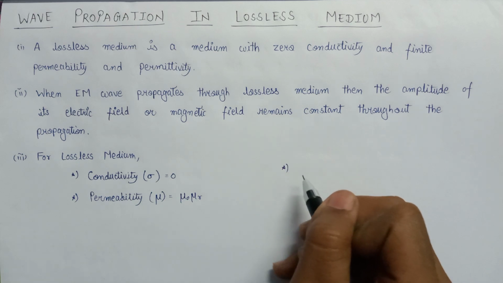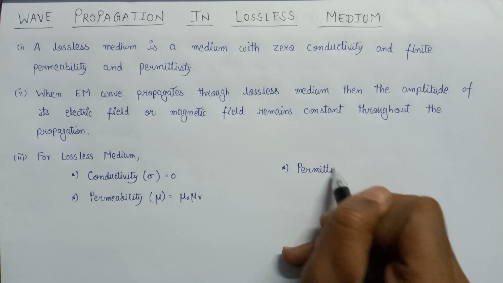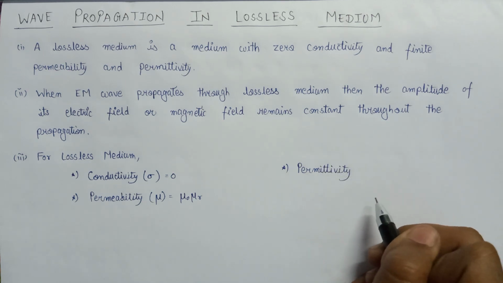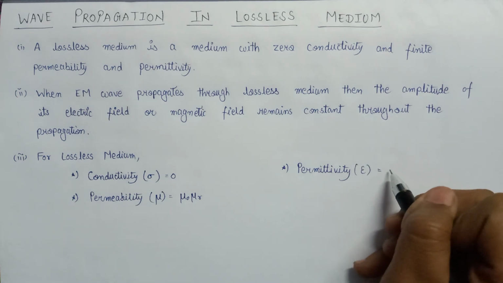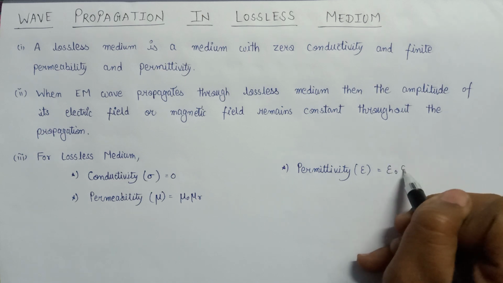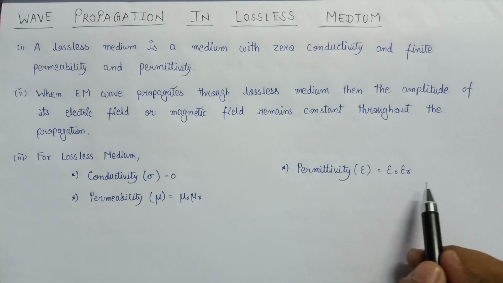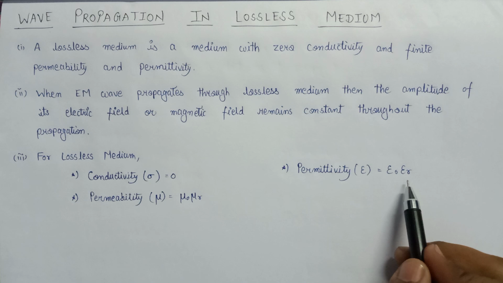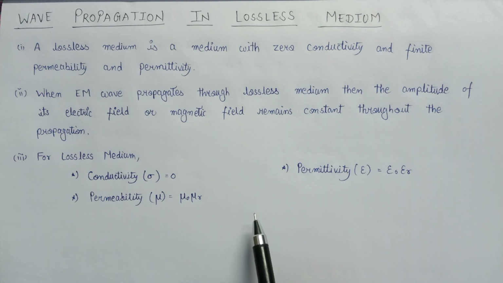The next parameter is permittivity. Permittivity can be denoted by epsilon, where the permittivity for the lossless medium is always equal to epsilon 0 epsilon r. Here epsilon 0 is the permittivity of free space and epsilon r is the relative permittivity. So this is all about the parameters associated with wave propagation in lossless medium. Now let us discuss some factors that are associated with lossless medium.